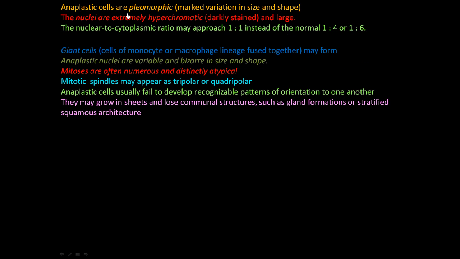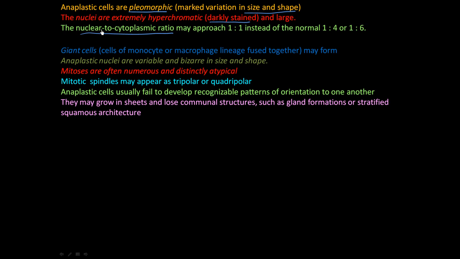So anaplastic cells are pleomorphic, so there's marked variation in size and shape. That's what pleomorphic means, marked variation in size and shape. Those are anaplastic cells. The anaplastic cells, their nuclei are extremely hyperchromic, which means they're darkly stained, and they're large. Anaplastic cells, their nuclear to cytoplasmic ratio may approach 1:1.